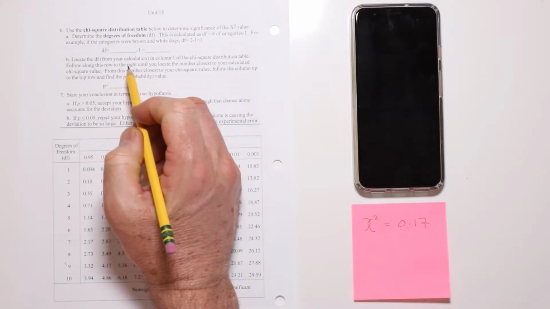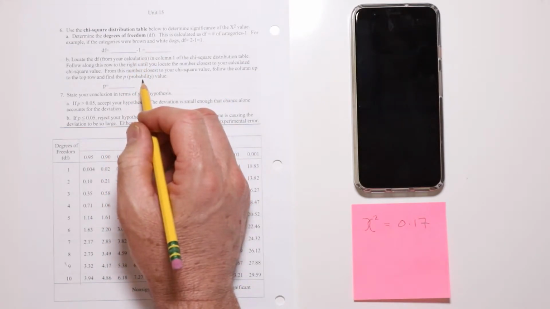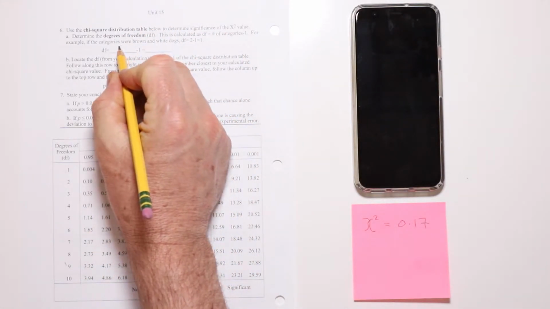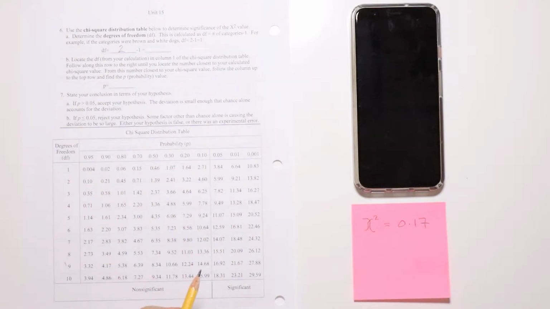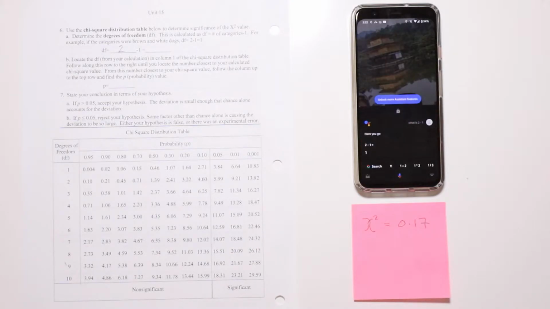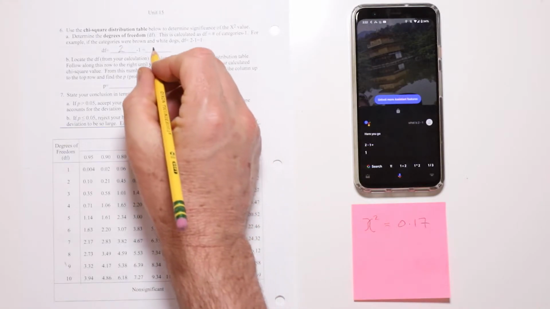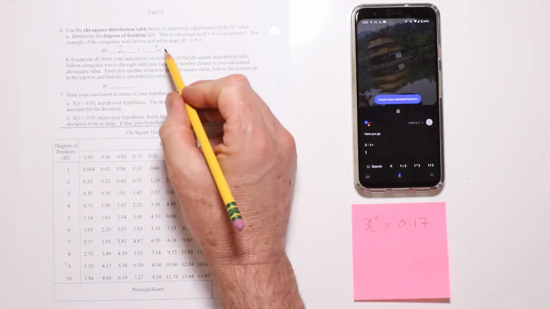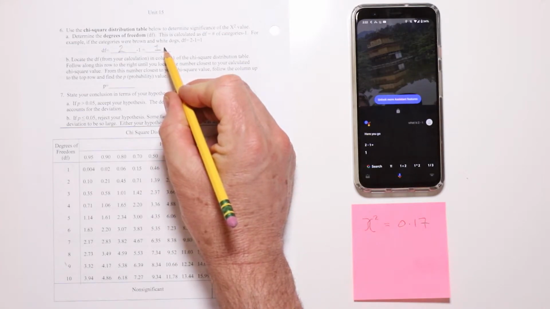Now, the degrees of freedom equals the number of categories, and in our case, the number of categories is 2, tall and dwarf, minus 1. Now, that's pretty difficult mathematics, and I'm going to have Google help me with that. So, hey Google, what is 2 minus 1? The answer is 1. Oh, okay. Google says the answer is 1, so Google must be right. All right, so our degrees of freedom is 1.